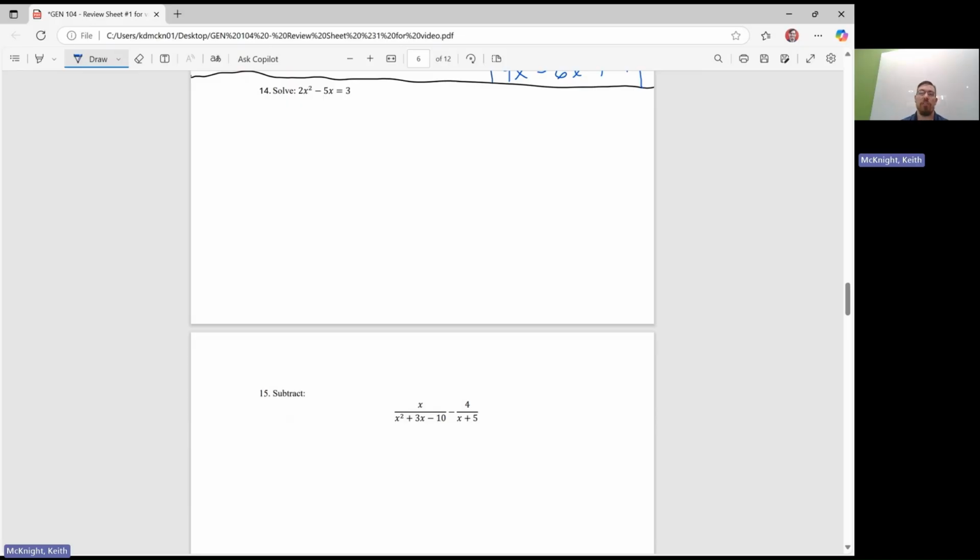So the first thing we're going to do is try to get this thing equal to 0. So we're going to subtract 3 from both sides. So if we subtract 3 from both sides of our equation, that's going to give us the new equation 2x squared minus 5x minus 3 is equal to 0. So this is the equation that we're going to try to solve, all right?